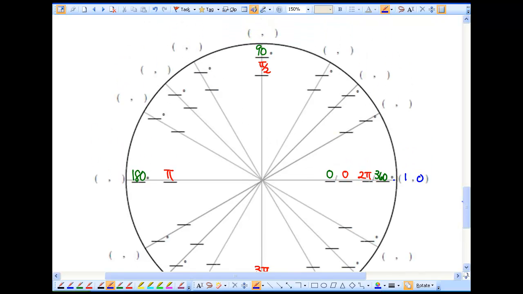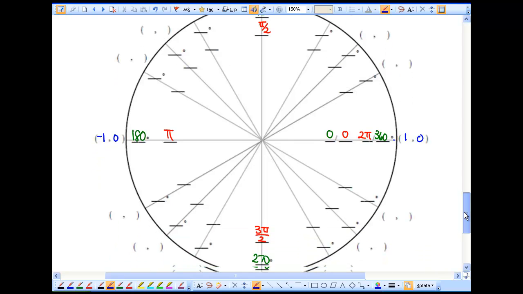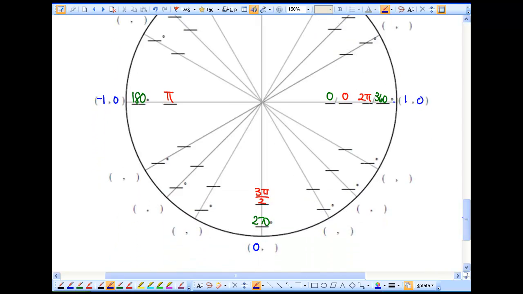Going up to 90 degrees, we have, yes, the x value is 0 because it's on the y-axis. And then the y value is 1. Remember, once again, this is a unit circle, so the radius equals 1. Continuing over here, this is now (-1, 0), because I went negative 1 to the left, right? And of course, the y value is 0. And down here, (0, -1). Okay?